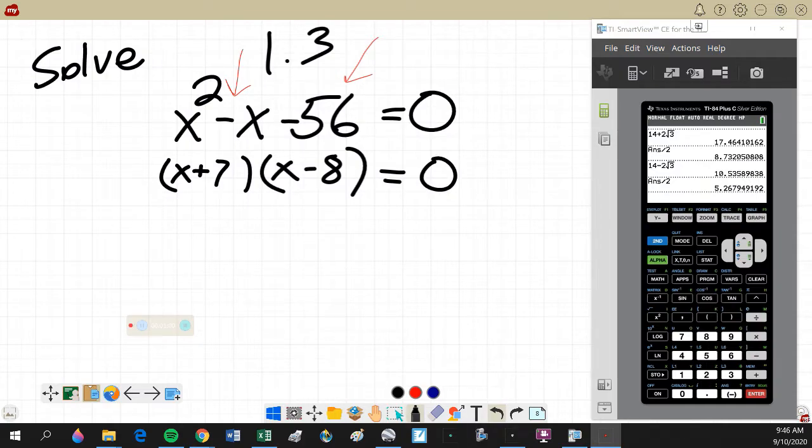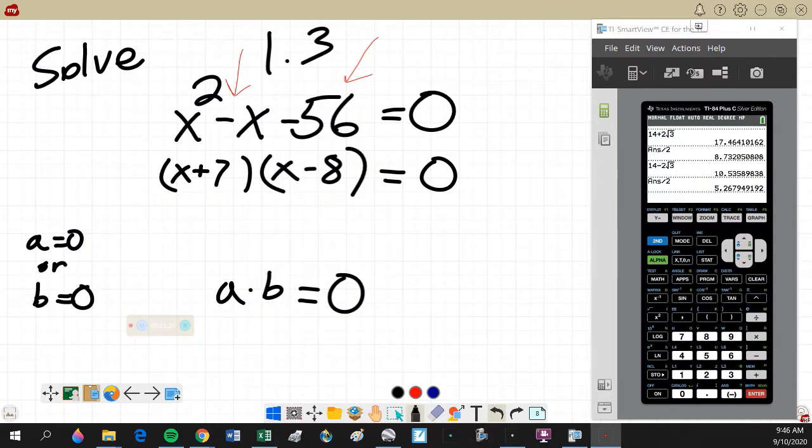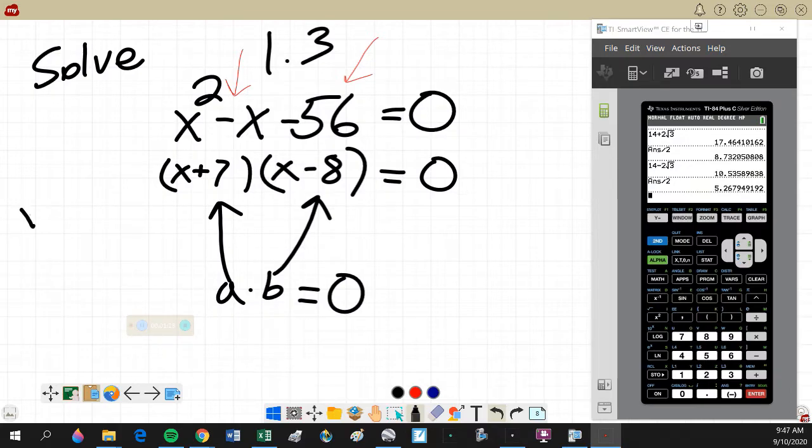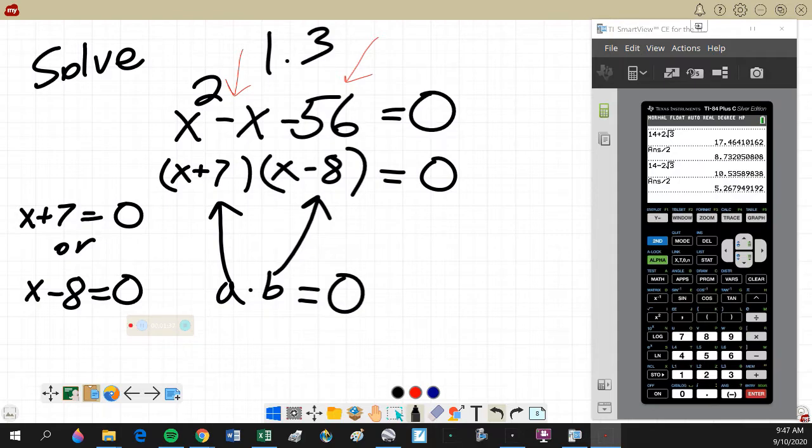Okay. Let's look at this in a different light. If I had a times b is equal to 0, the only way to multiply two numbers together and get a 0 is either a equals 0 or b equals 0 or both. So we know if that's a and that's b, then either x plus 7 is equal to 0 or x minus 8 is equal to 0. Does everybody understand that? Okay.